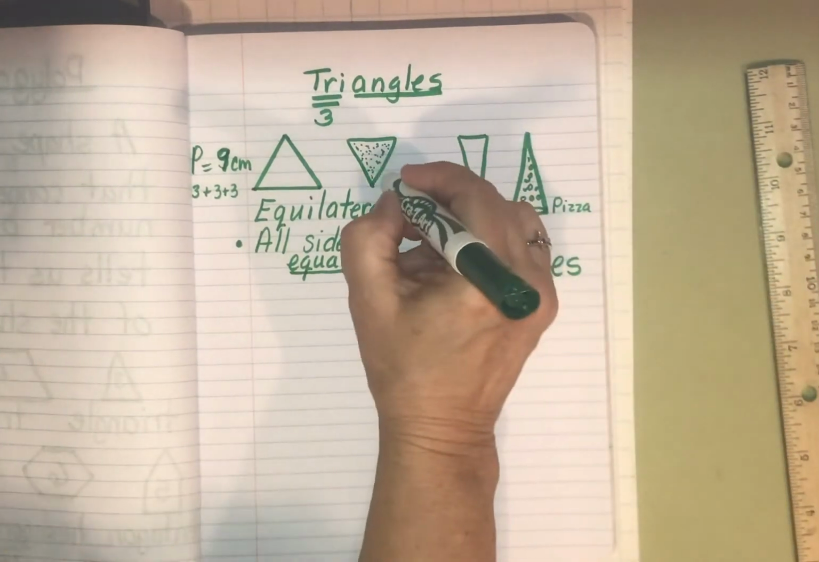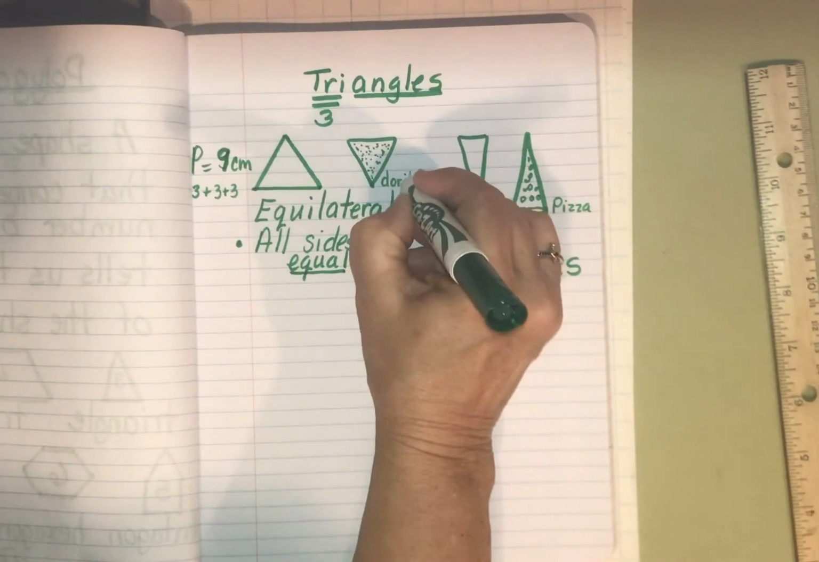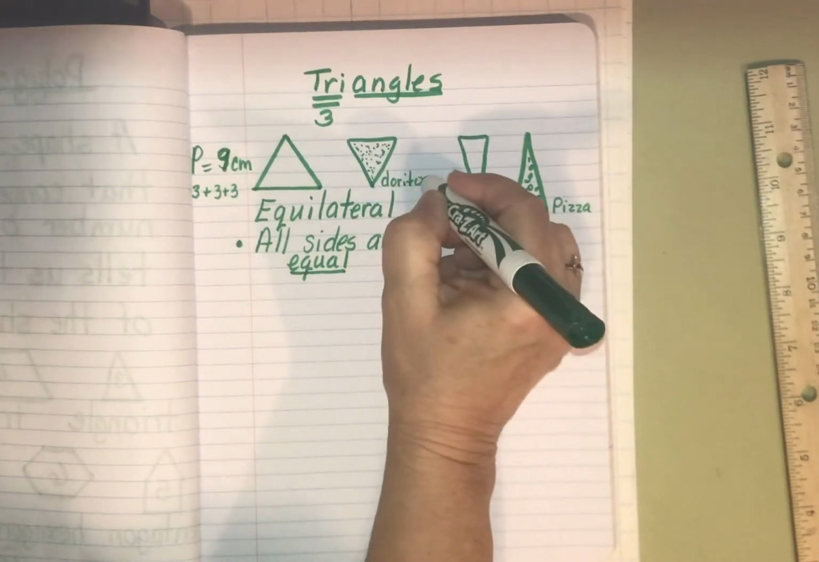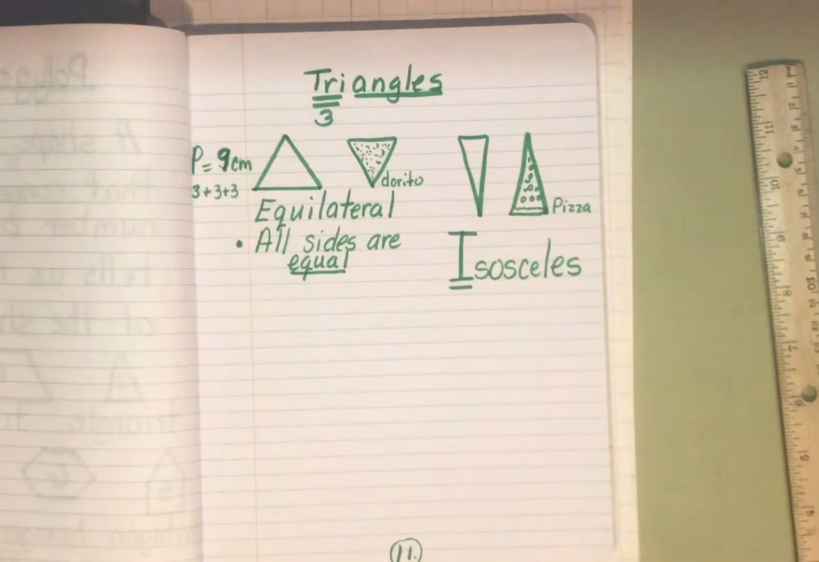All right, and then let's go ahead and write Dorito over here. Dorito. Does Dorito have an E? Let me check that real quick.